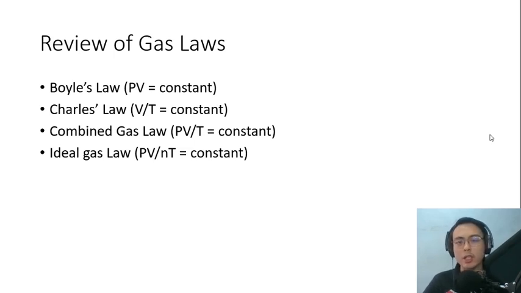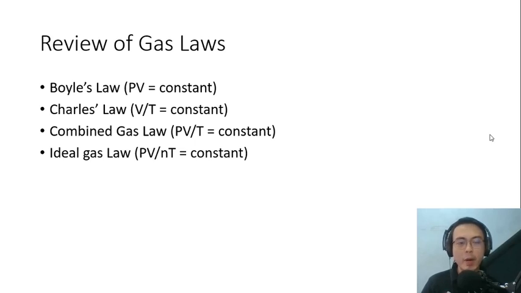Boyle's law. This is PV, or pressure times volume, is equal to constant. You might recognize this as P1 V1 is equal to P2 times V2, essentially saying that pressure is inversely proportional to volume. Next is Charles' law. Volume is directly proportional to temperature, or V over T is equal to constant, or that's V1 over T1 is equal to V2 over T2.